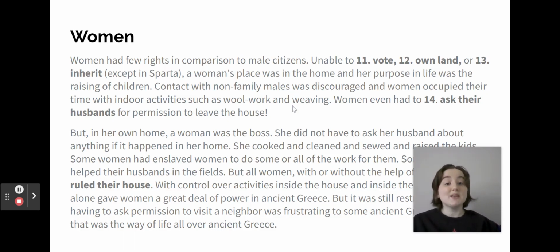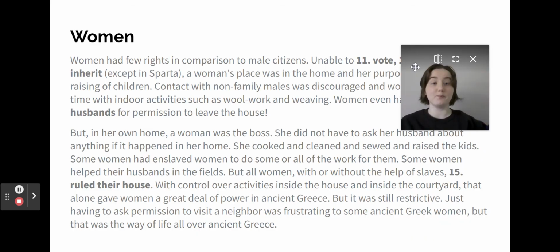A woman's place was in the home, and her purpose in life was the raising of children. She didn't go to work, she wasn't a scholar, she didn't fight in the military, she just stayed at home. Contact with non-family males was discouraged, and women occupied their time with indoor activities such as woolwork and weaving. Women even had to ask their husbands for permission to leave the house. They weren't able to leave the house on their own.